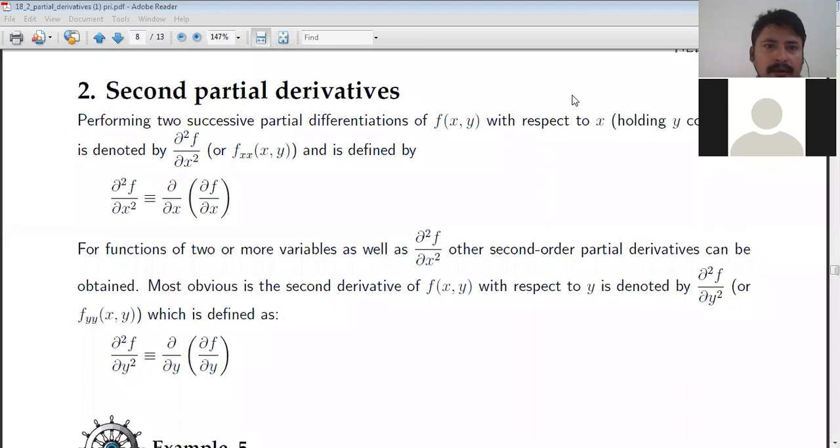Is the screen visible? Yes, sir, it is visible.